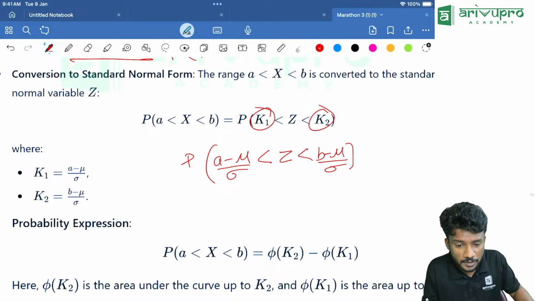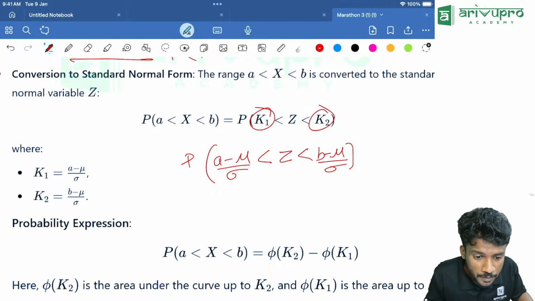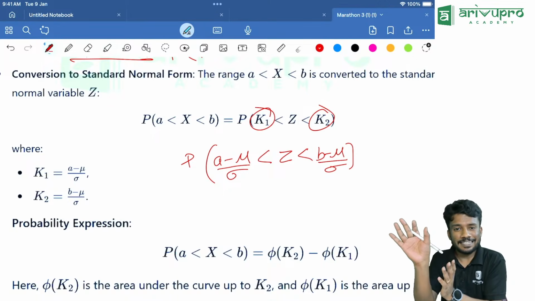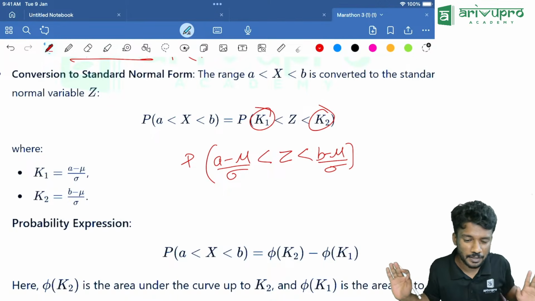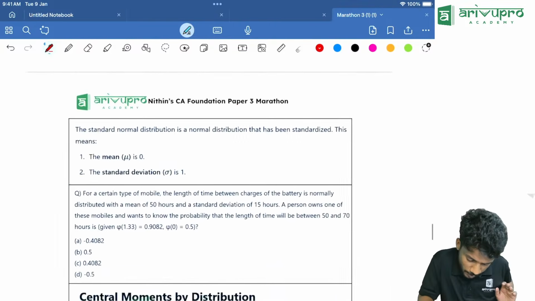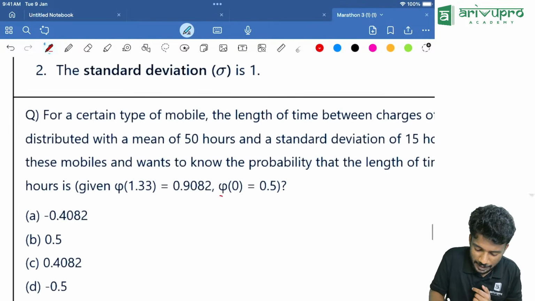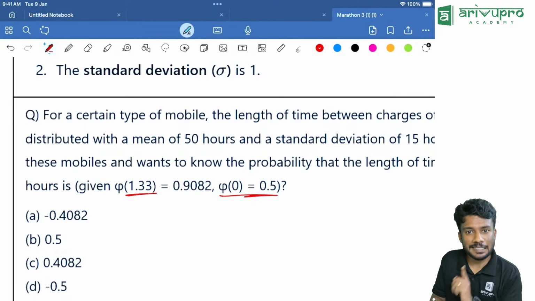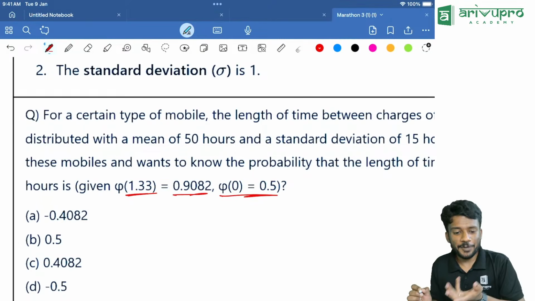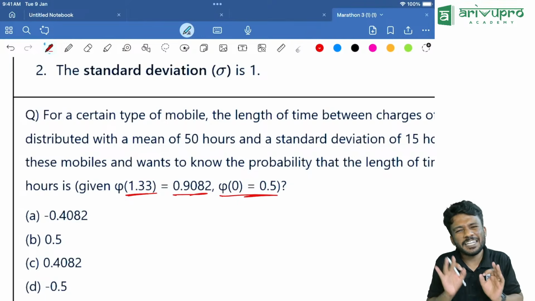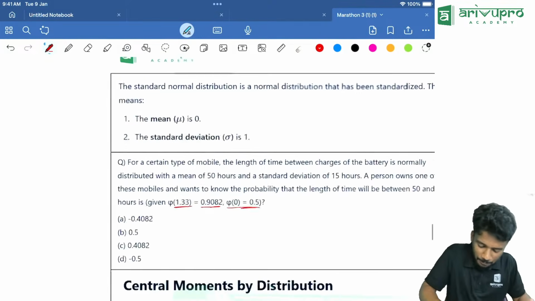Even the 68.28 values will be given along with the question, in the bracket. I'll just show you one example. See here, they are telling area up to 0 is 0.5, and area up to 0.133 is 0.9082. That will be there in the bracket of the question, so don't need to worry much about that. Okay, now.